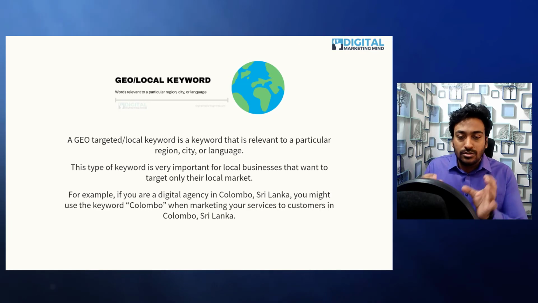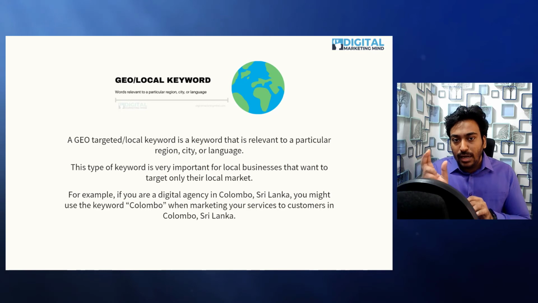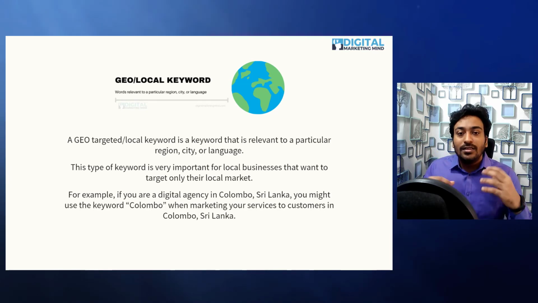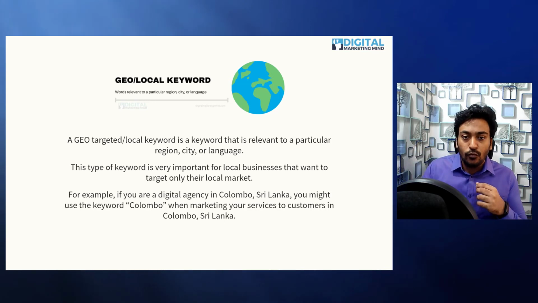There are some exclusions also. For example, if the keyword clearly mentions best digital agency in Colombo, then we know that is a local keyword. But certain search engines have added a much more interactive feature. For example, if you go into Google and type best digital agency near me, even though it does not mention the name of the location, based on the searcher's geographical location, they can figure out this person is looking for a digital agency around that particular location. So those also come under both local and geo keywords.